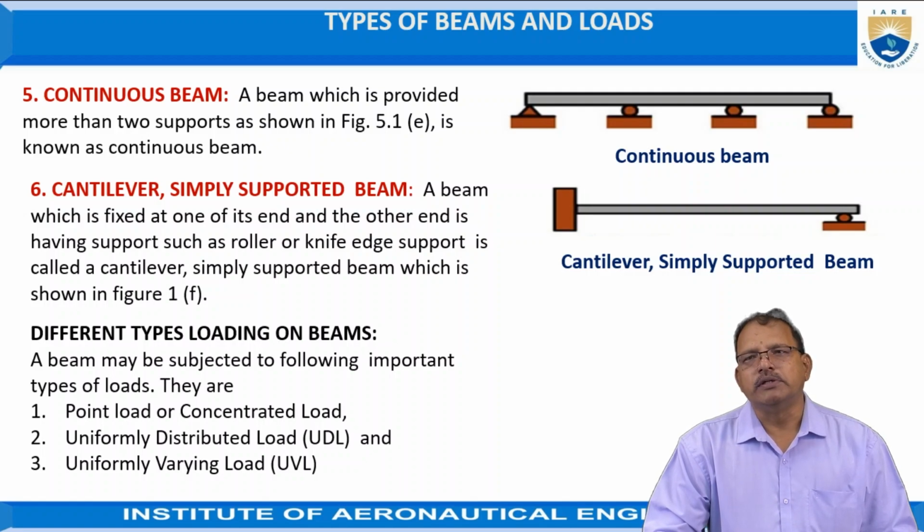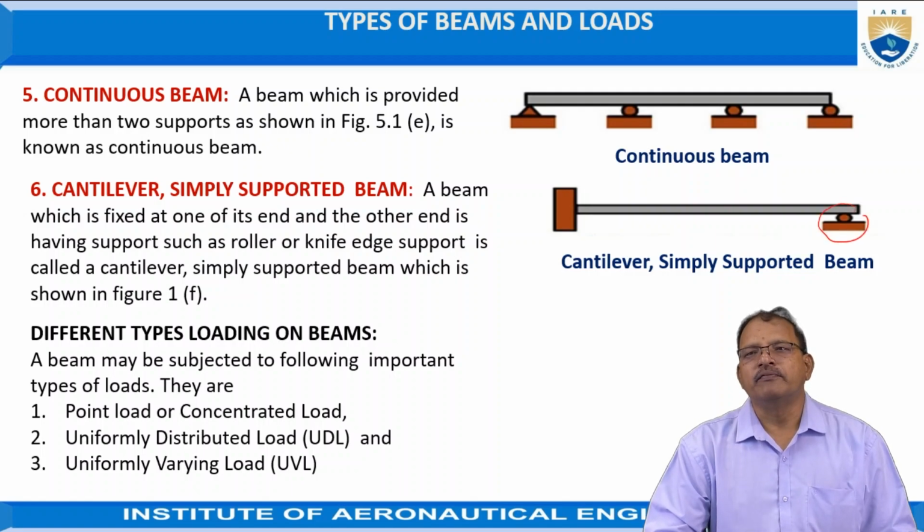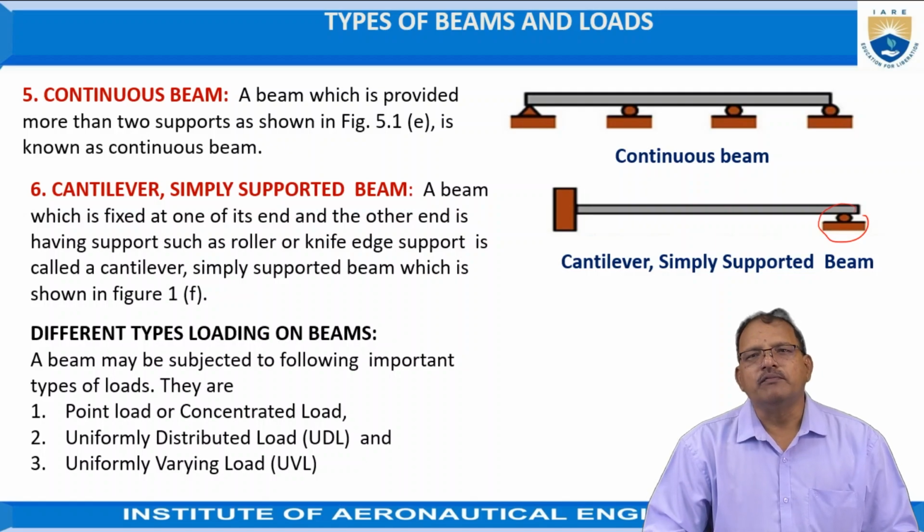Cantilever simply supported beam: for this beam, one end is fixed and the other end is supported with a knife edge or ball, as shown in the figure. This type of beam is known as a cantilever simply supported beam. Types of loading acting.